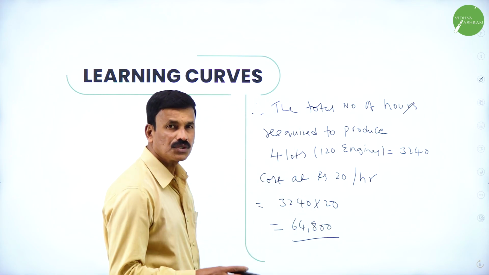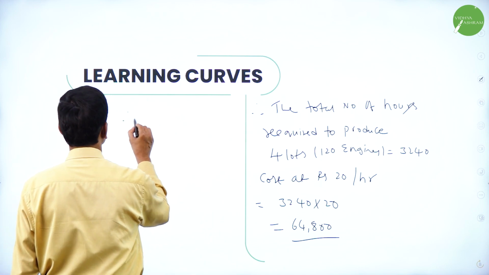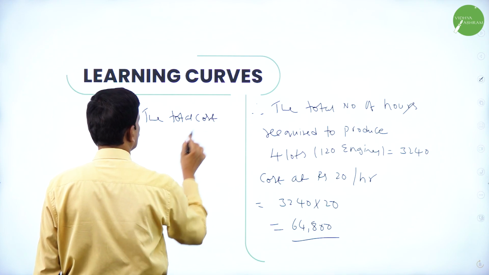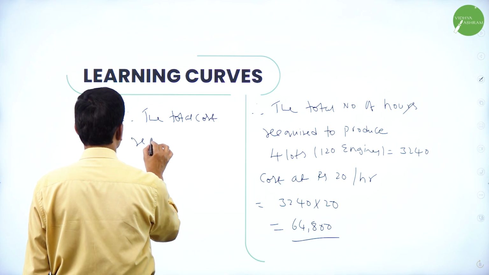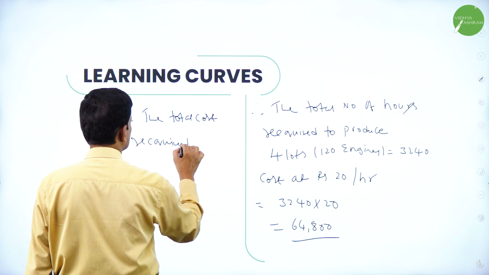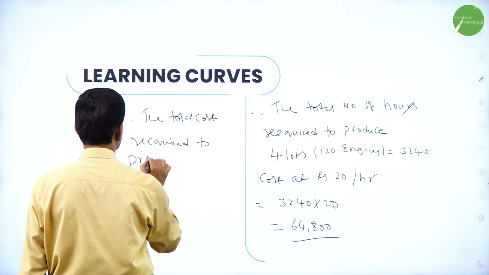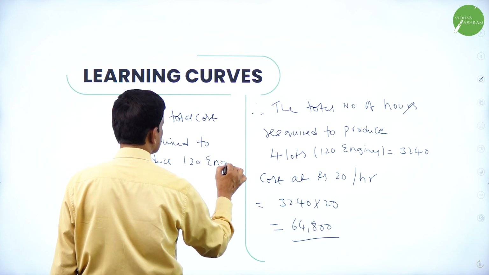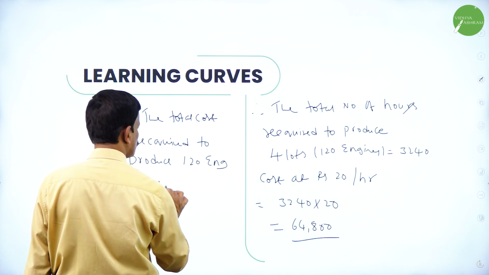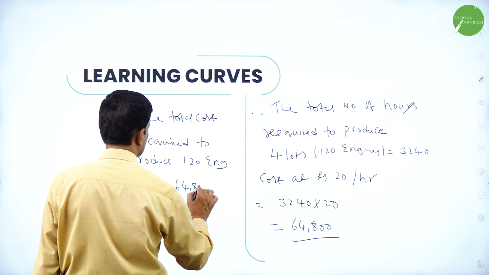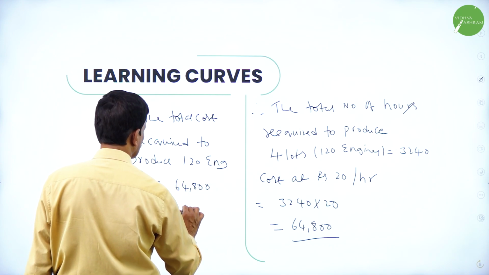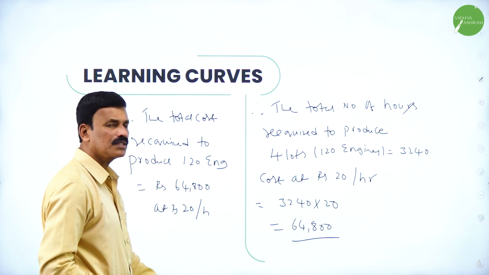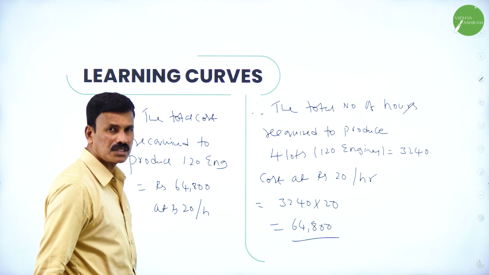That's it. Okay. So concluded. Therefore, the total cost required to produce 4 lots, that is 120 engines, is equal to rupees 64,800 at rupees 20 per hour. That's it. This is how we are going to solve this problem.